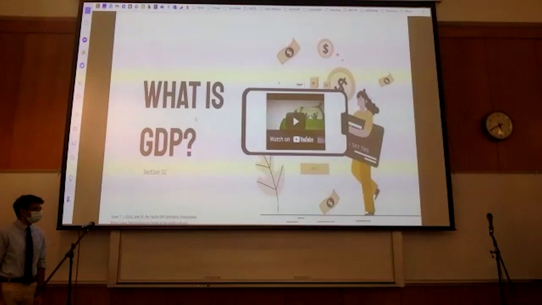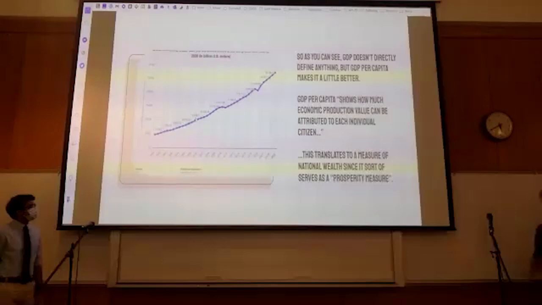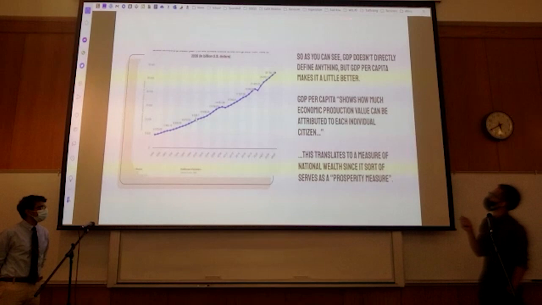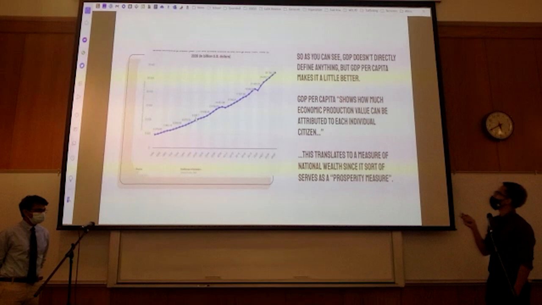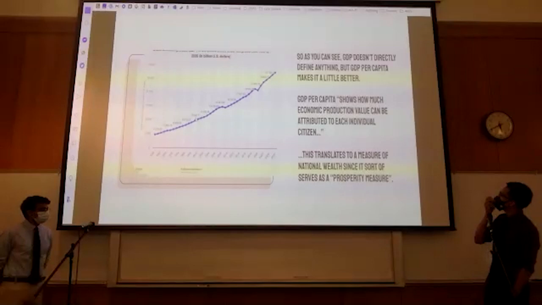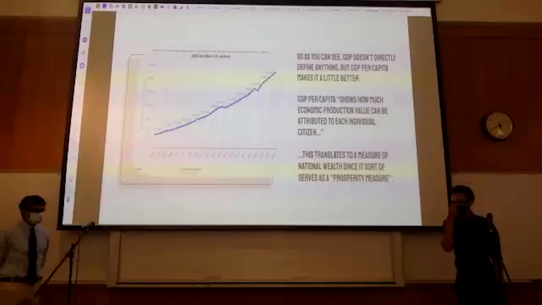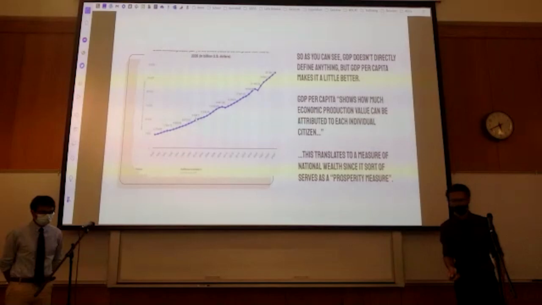So that basically is all I wanted to cover in that, because the video specifically talks about the standard of living. And that's something I wanted to touch upon, because GDP doesn't directly define the standard of living. You want to look more at GDP per capita, but even then it's not a perfect science, as the video stated. GDP per capita basically shows how much economic production value can be attributed to each individual citizen. So it's better than GDP as far as discovering economic health, but it's not where it needs to be. Basically it serves as a prosperity measure, if you will.